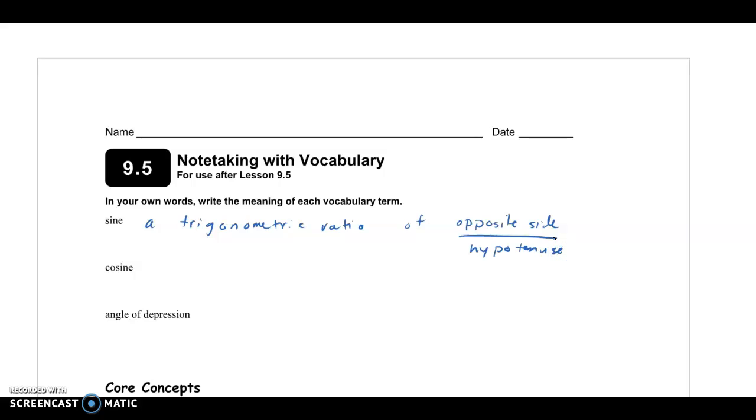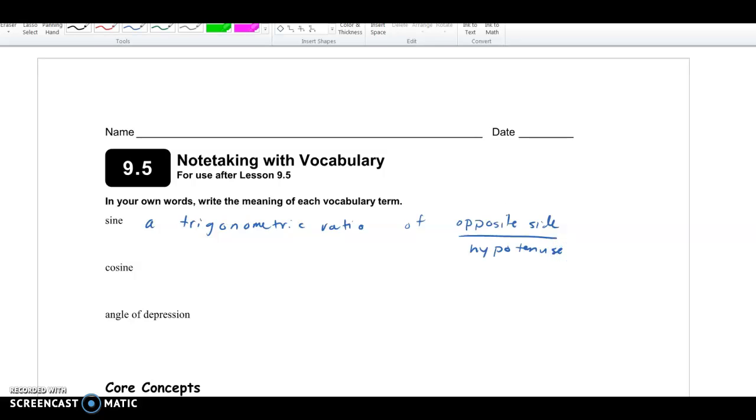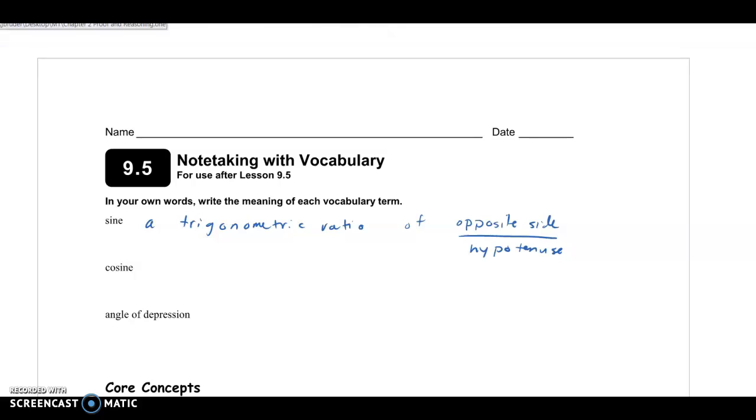The cosine then, I'll try to do cosine stuff today in green, is also a trigonometric ratio, but it involves the adjacent leg. I guess I wrote side up there, I'll keep that consistent. Adjacent side over the hypotenuse.